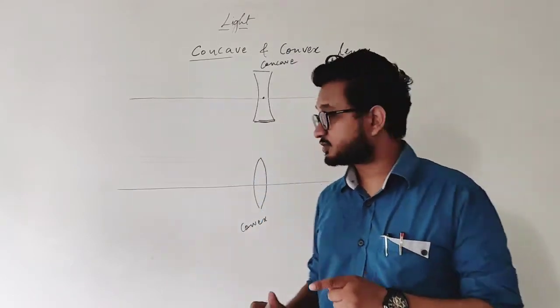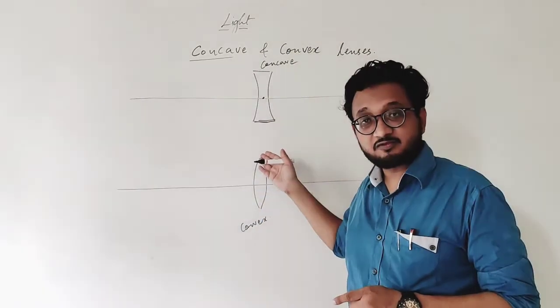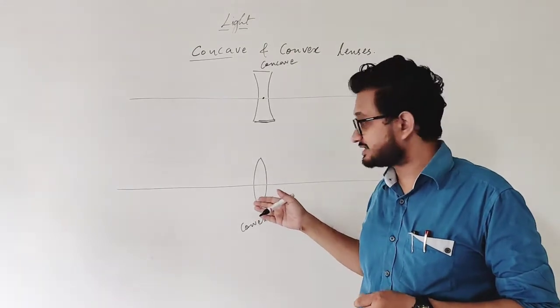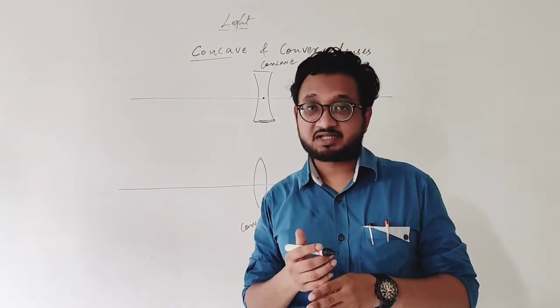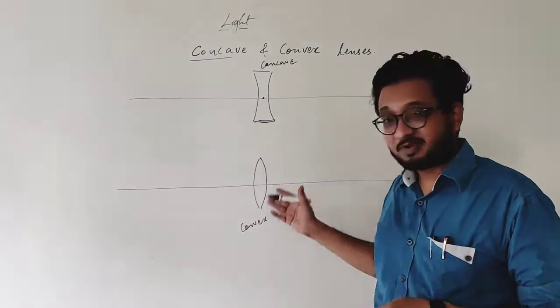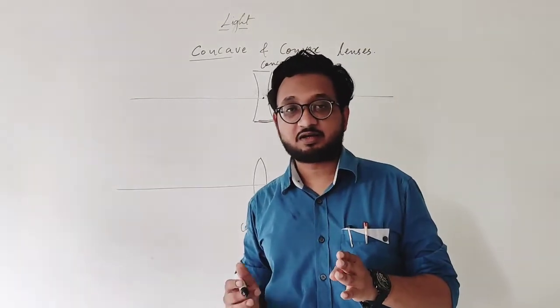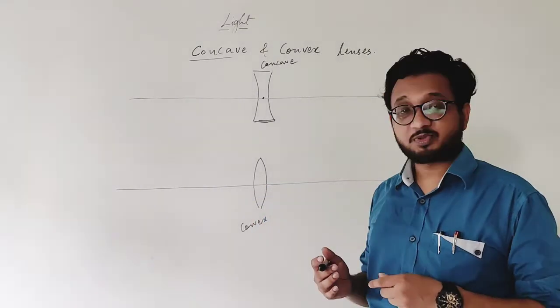One thing is still common, students. The mirror which was bulging outward was convex, and the lens which is bulging outwards is convex. Same thing. The properties might be different, but the shape is the same. So that is how you can see the similarities between the two.